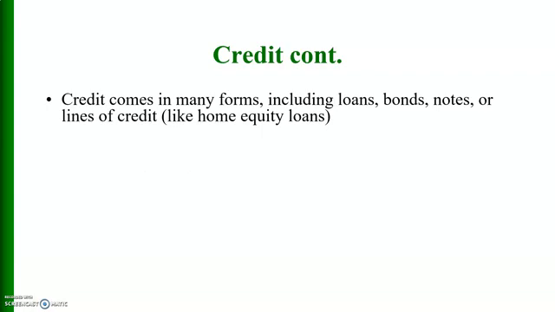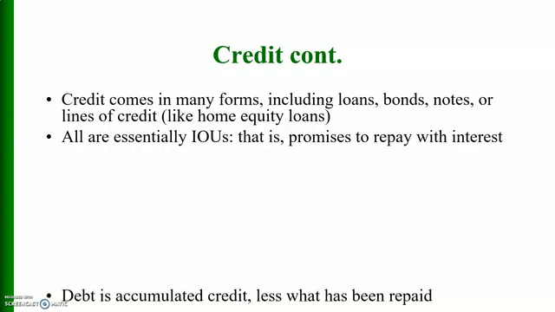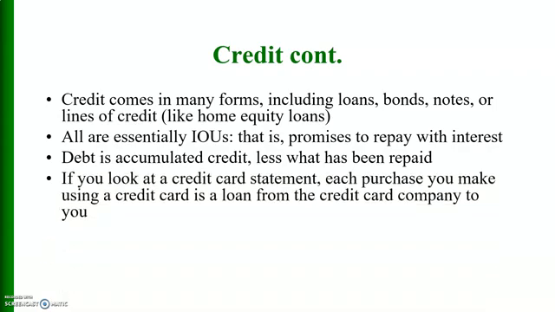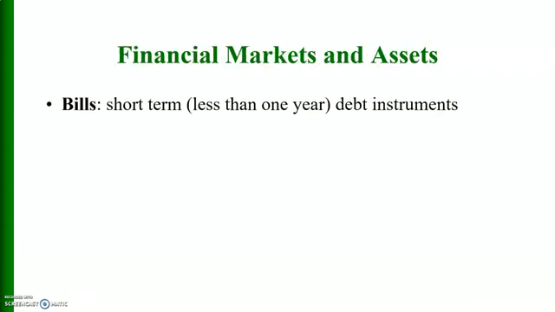Credit comes in many forms, including loans, bonds, notes, or lines of credit. All are essentially IOUs, that is, a promise to repay with interest. Debt is accumulated credit less what has been repaid. If you look at a credit card statement, each purchase you make using a credit card is a loan from the credit card company to you. Your total debt is the sum of money you have borrowed from all your creditors.